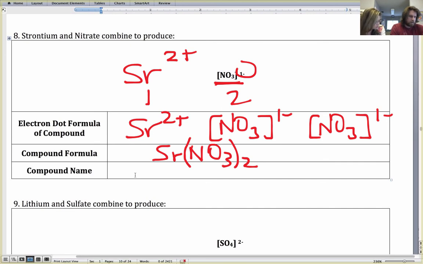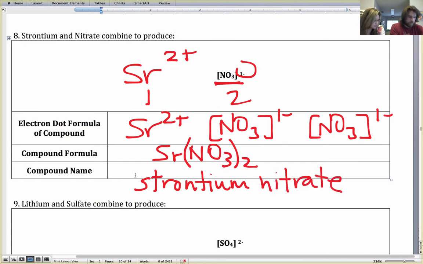Okay. Then for the name, I know strontium, the metal name, doesn't change. And the polyatomic ion name stays the same. That's nitrate. Yep, just strontium nitrate. That's it. Cool. So I got one of each, and I think I'm good.